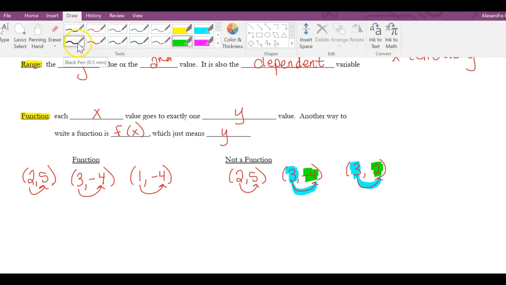Okay? So it's a function if you have the same x and it goes to the same y, but because 3 is going to hang out with number 4 and then it's also going to hang out with number 2, you can't go to two places at once, and so that's not a function.